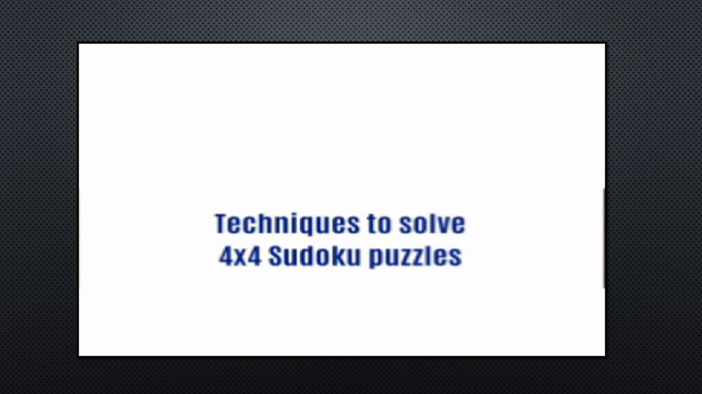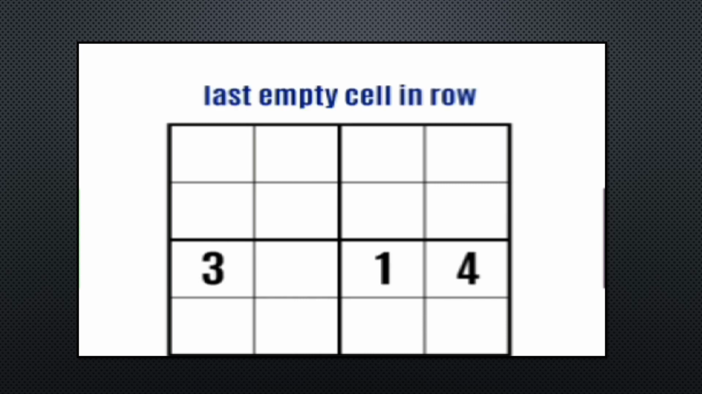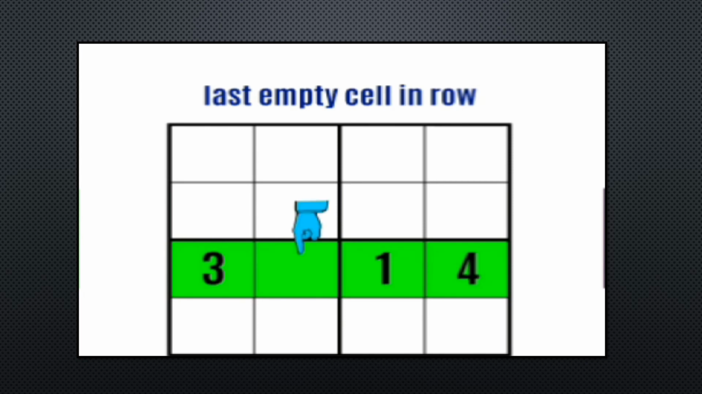Now let us learn the techniques to solve Sudoku puzzle. We will check by using logic where we can and where we can't input the digits in the grids. Here is an example of one Sudoku. See the row, it has one empty cell. 3, 4, 1 are already here. So we will fill 2 in this cell.